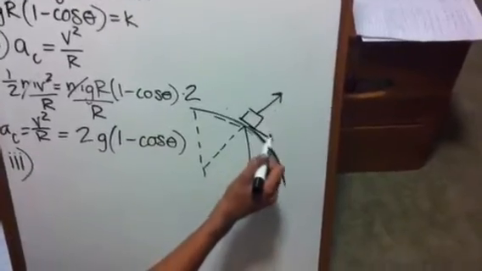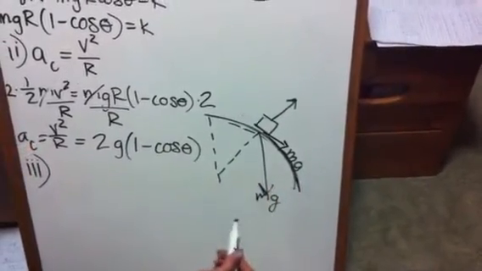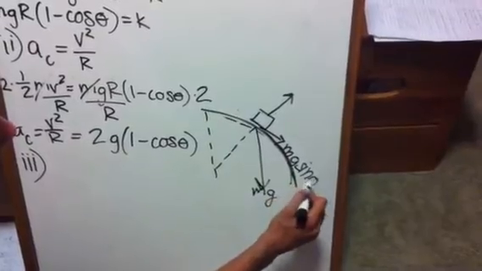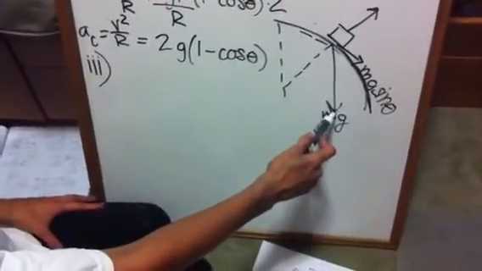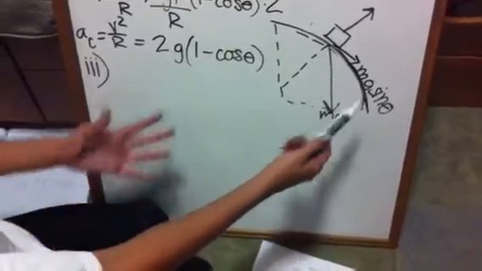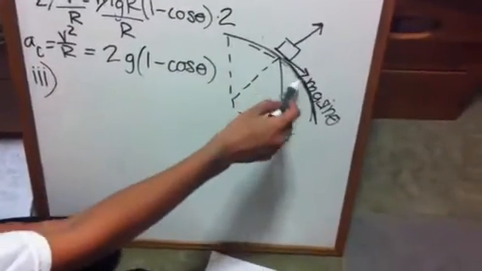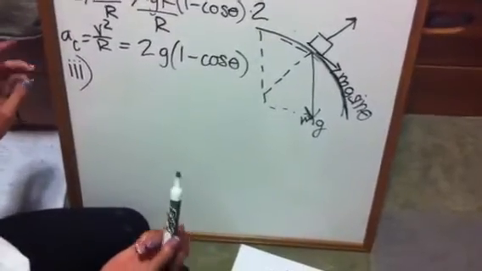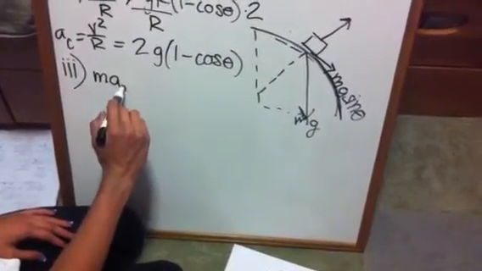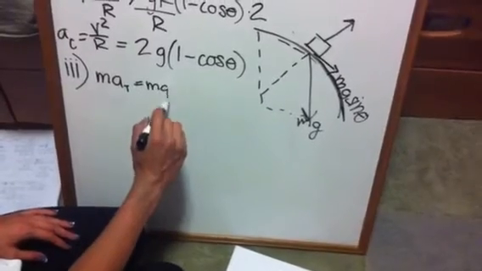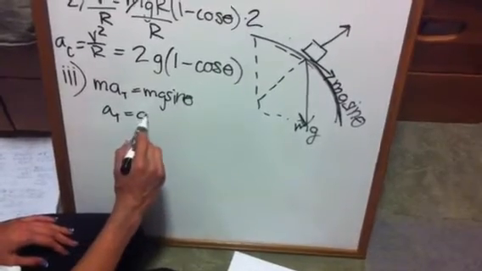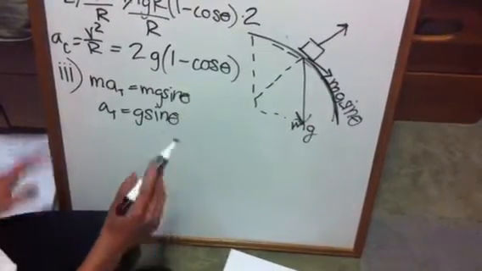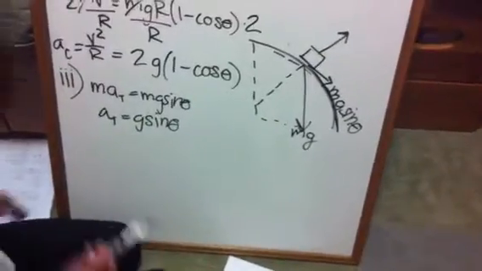And then you have your mg sine theta. This is the tangential component of your weight, mg, so you have mg sine theta, the only tangential component. So by Newton's second law, m a tangential equals mg sine theta, so a t equals g sine theta.